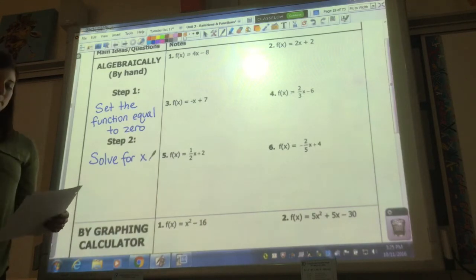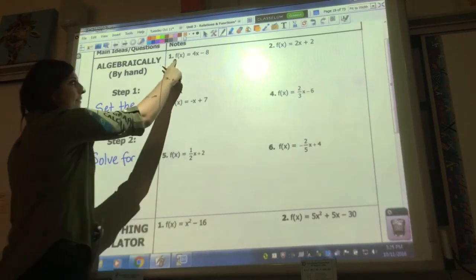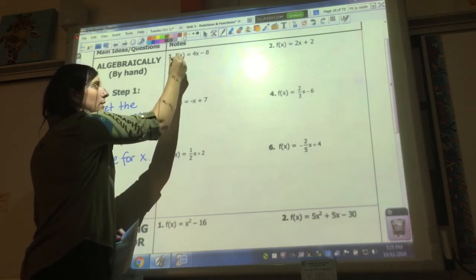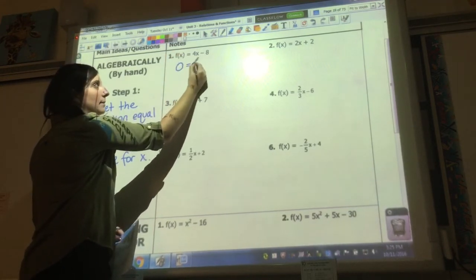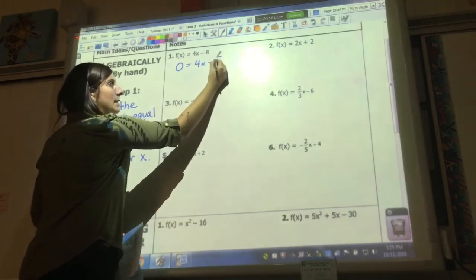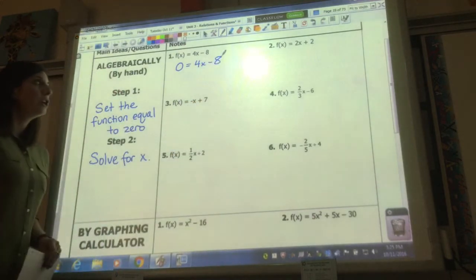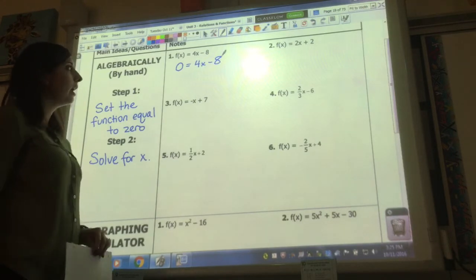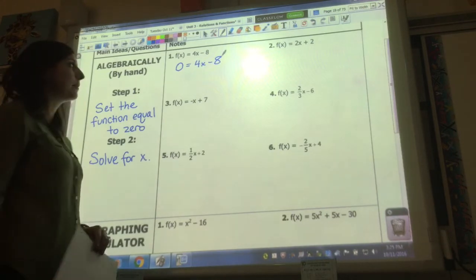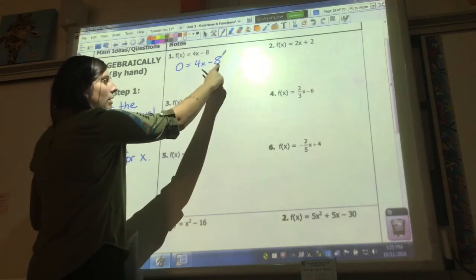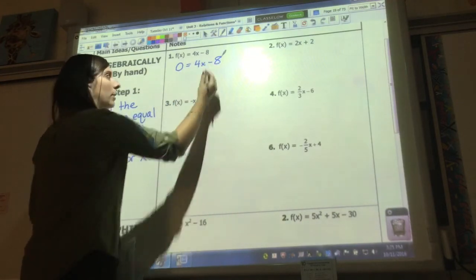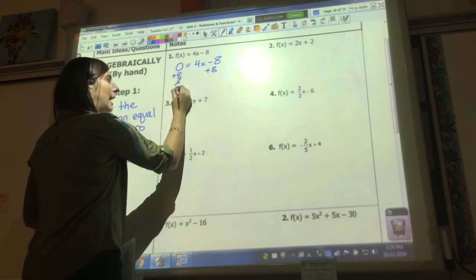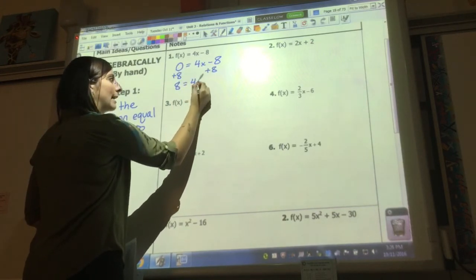So for the first one, f of x is like our y. So we're going to make our y into a 0 and then solve for x. For x minus 8 is left. Your job is to get x by itself by using the inverse or opposite operations. So let's start by getting rid of the -8. We're going to add it to both sides. And we're going to get 8 is equal to 4x.